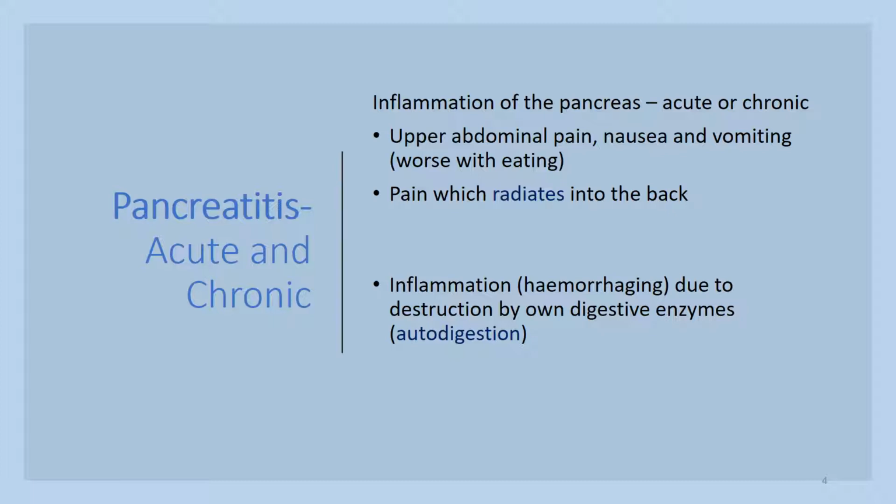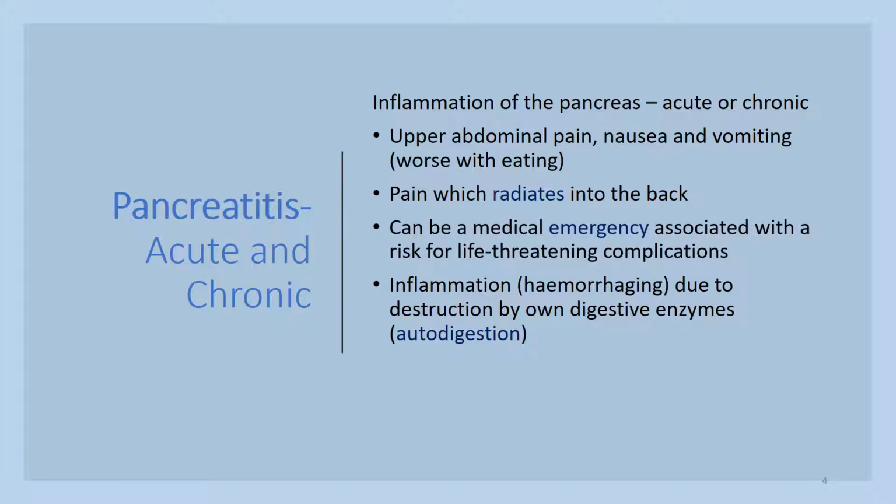So pancreatitis can present as a relatively mild condition or as a medical emergency associated with a risk for life-threatening complications. The principal cause of pain and inflammation in pancreatitis is inflammation and also hemorrhaging due to the destruction by the individual's own digestive enzymes, which we call autodigestion. Acute pancreatitis is often caused by gallstones, and chronic pancreatitis is more often related to the ingestion of alcohol over the long term.